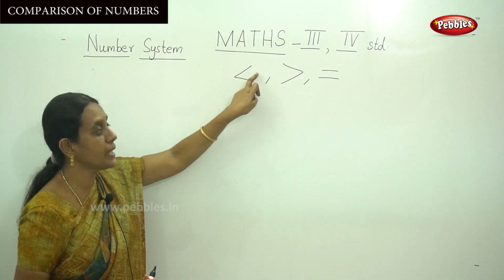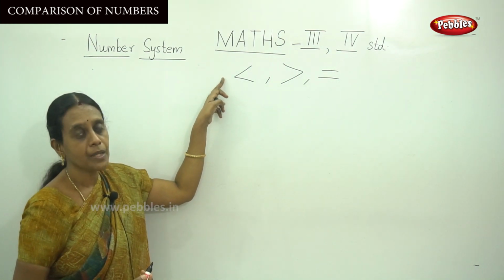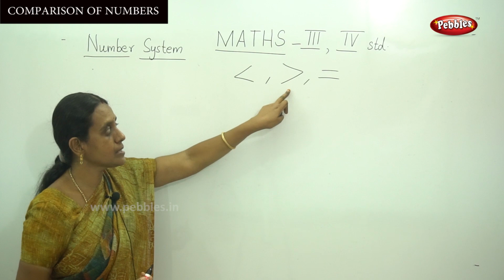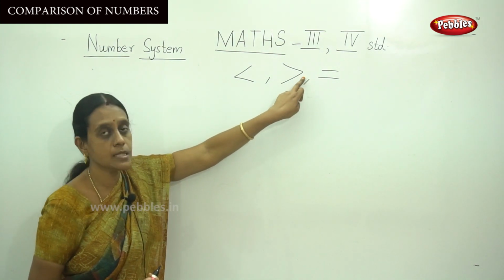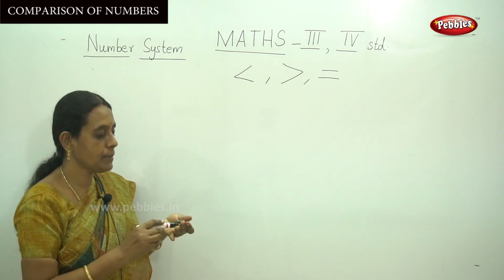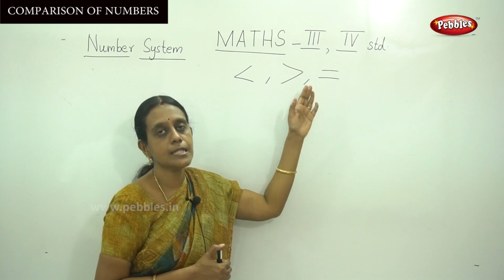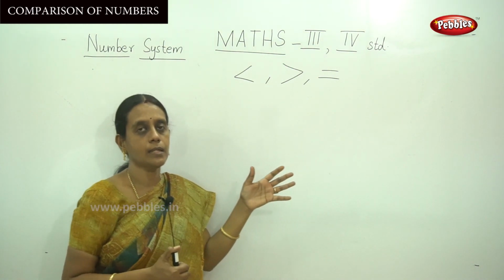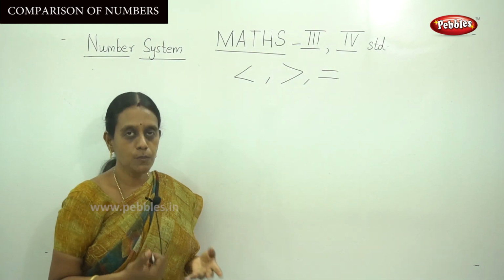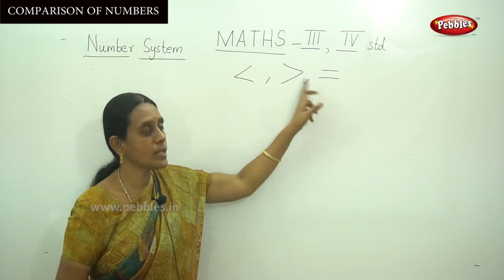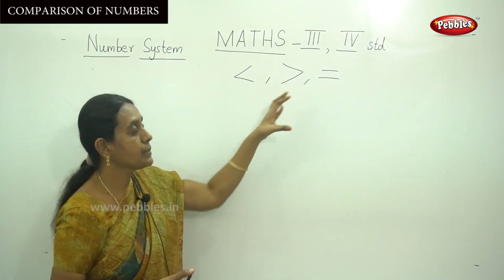In this symbol, this side shows the bigger number and this side shows the lesser in size. Similarly here, this shows the bigger number and this shows the smaller number. But with the equal sign, both the right hand and left hand side numbers are equal. So it mentions both the numbers are equal, their value is also equal. So that is the equal sign. Okay, you can recap the signs.